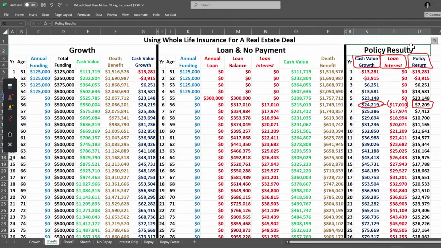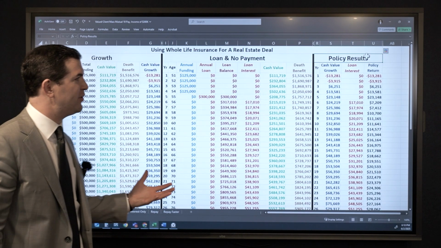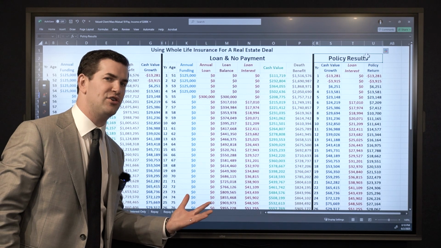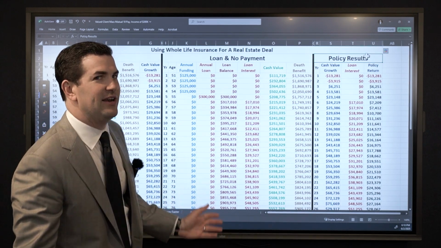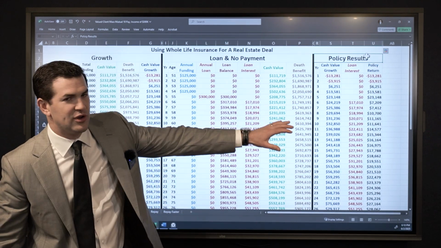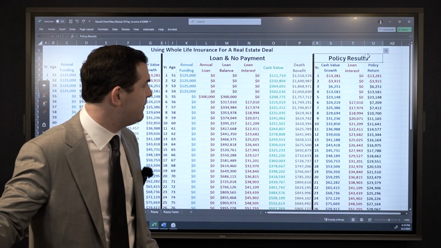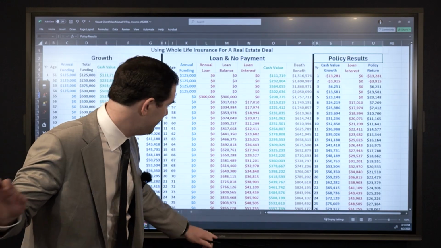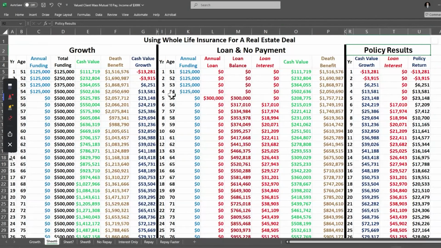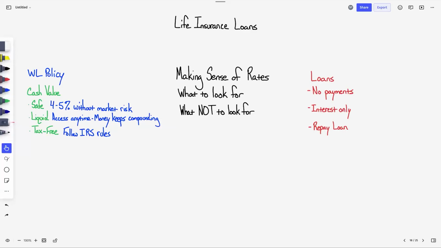So if I made this loan $480,000 or $485 in this example, I'd see a negative spread there for at least a few years. It all depends what the policy is earning and how much I borrow out. But that's the kind of stuff we like to look at too. It's not always going to be cupcakes and rainbows. There are going to be times it's going to be negative. But that demonstrates what the policy looks like with no payments.